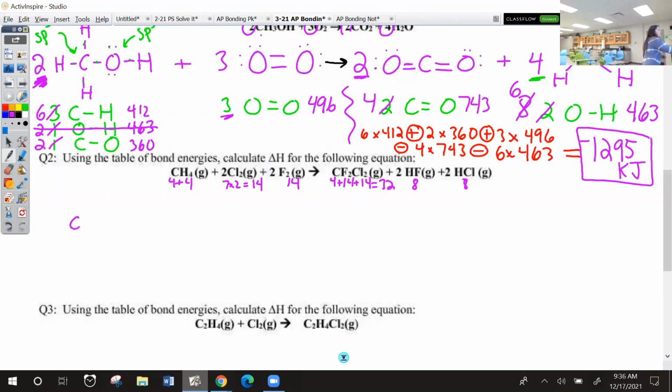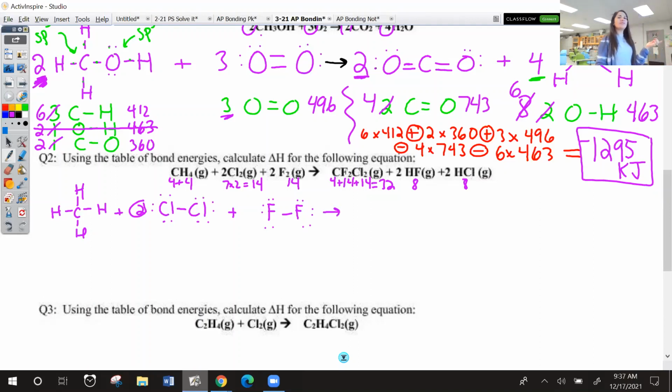So CH4 goes right here, plus 2 of these Cl2s, and I know that's going to be a single bond, plus F2. By the way, unless you're asked for this, which usually they'll ask you for before you do bond enthalpy, if you already know that it's FF, you really don't have to do all the dots. You would just write FF.